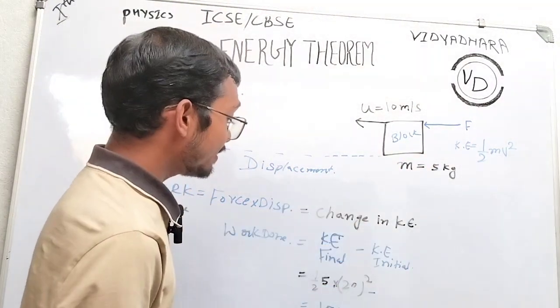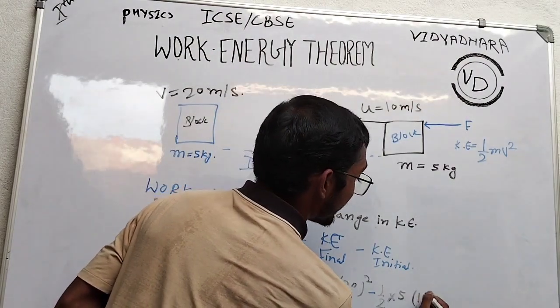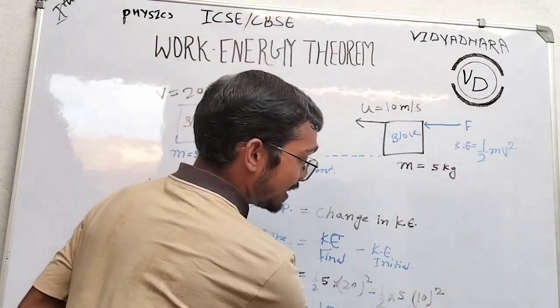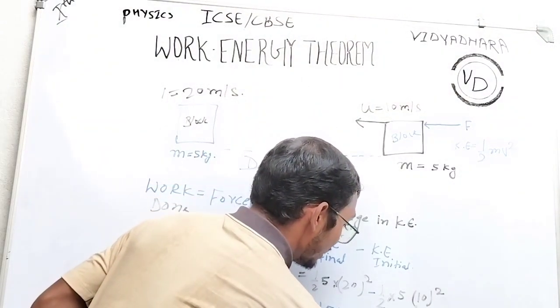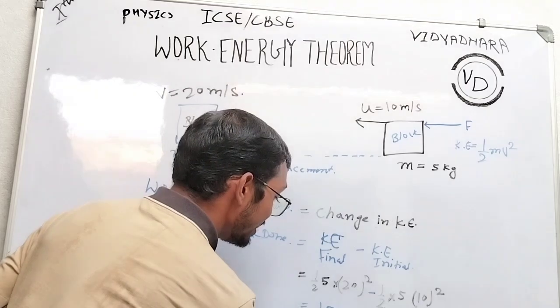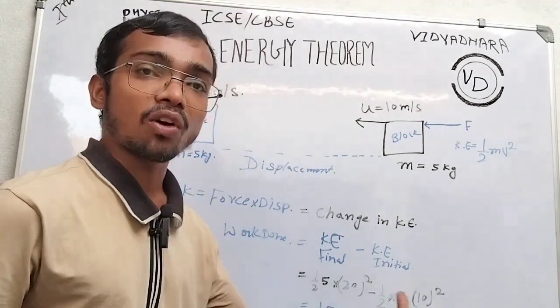What is initial there? Half into 5 into 10 square. That is 100 into 5, which is 500, half of that is 250. So what is left? 750 joules. You can calculate it easily by this formula.